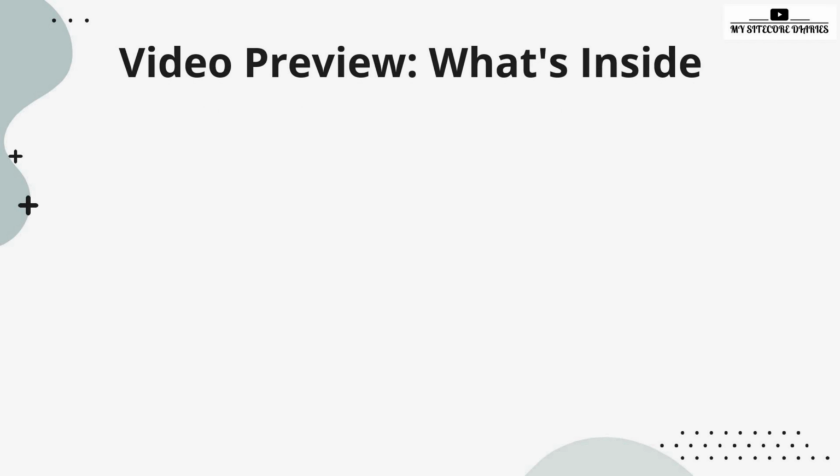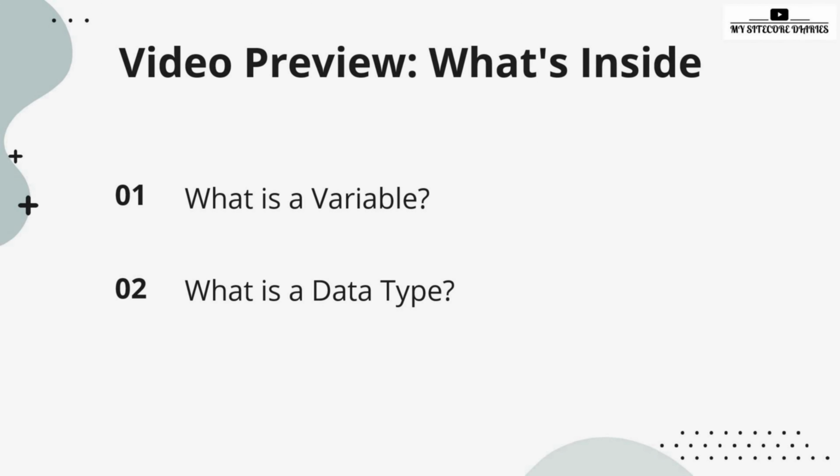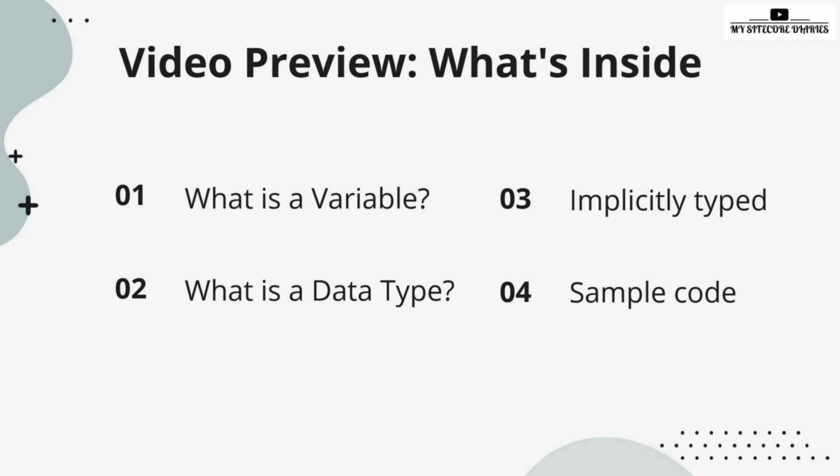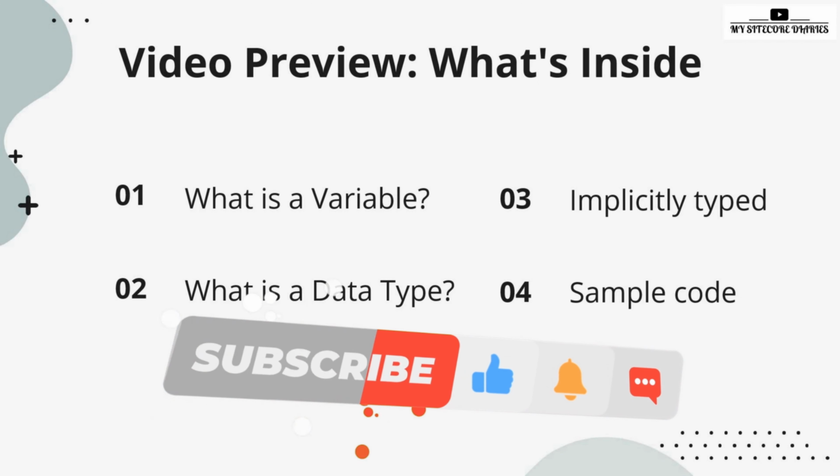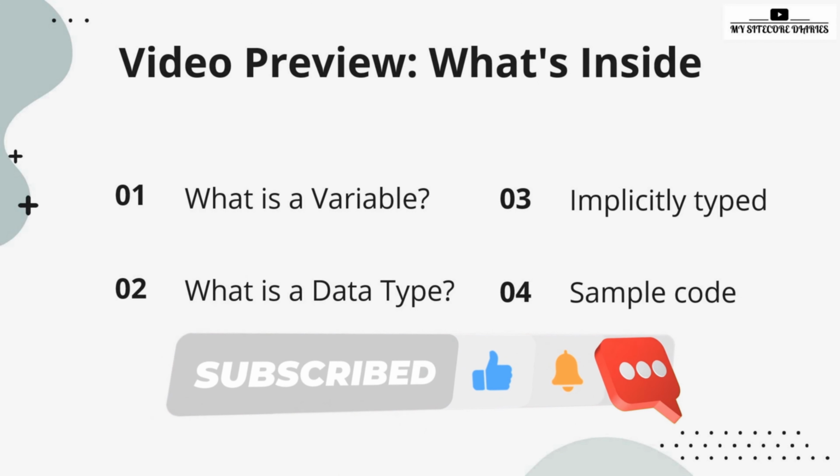So what we are going to discover in this video. First, we will see what is a variable. Then we will go through what is a data type. Then we will see what are implicit type variables, and then at the end I will walk through the sample code in Visual Studio.